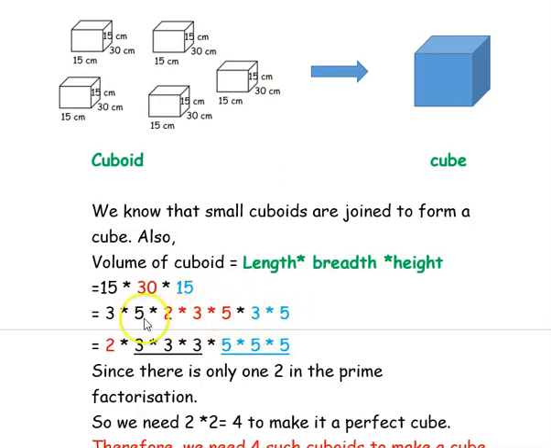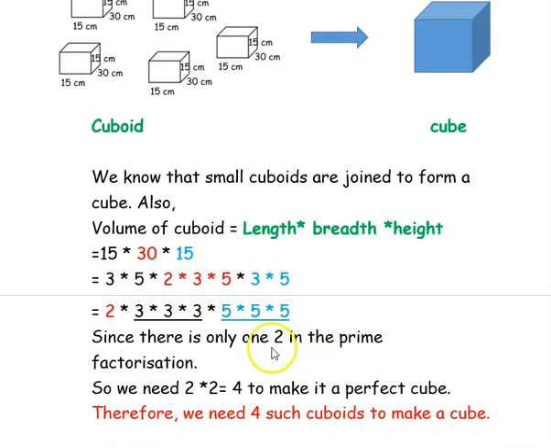Okay, now we will rearrange this by grouping 2s, 3s and 5s. So here only one 2 is there. So I have written 2. We will count the 3s: 1, 2, 3. So I have written 3 into 3 into 3. Now I will count the 5s: 1, 2, 3. So I have written 5 into 5 into 5. So if you see here, there is only one 2 in the prime factorization.